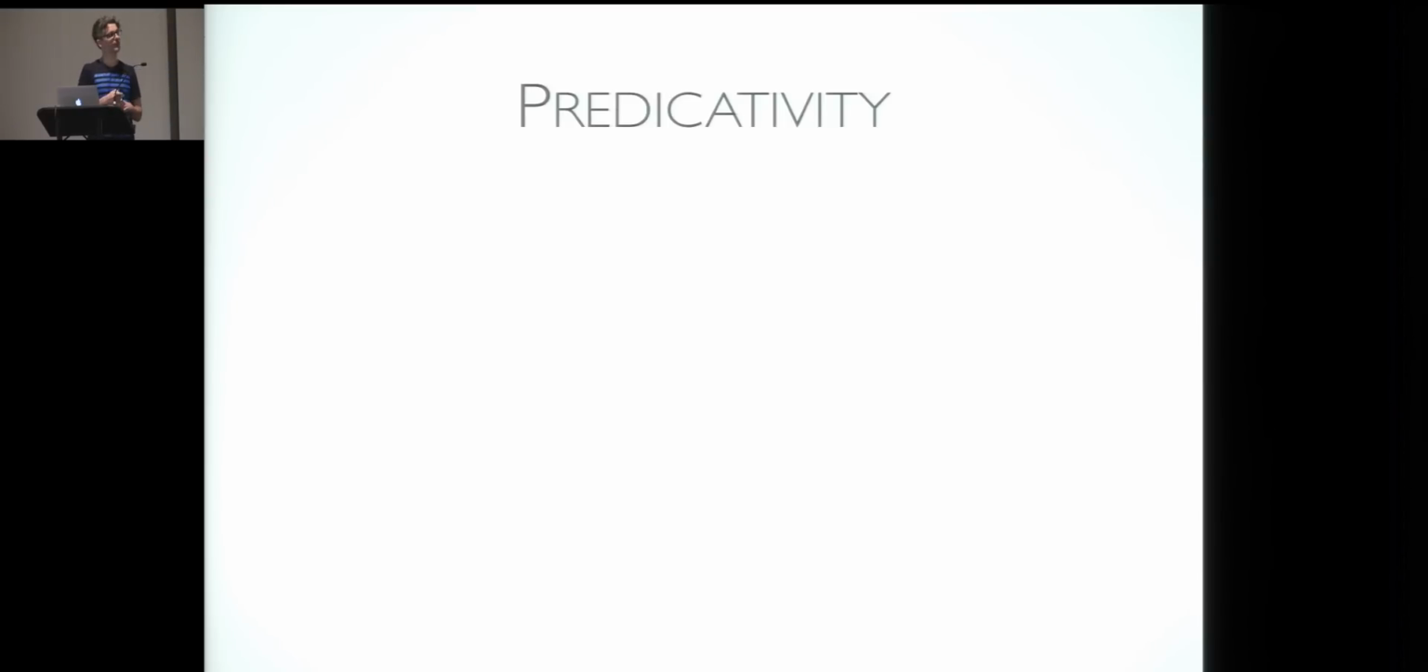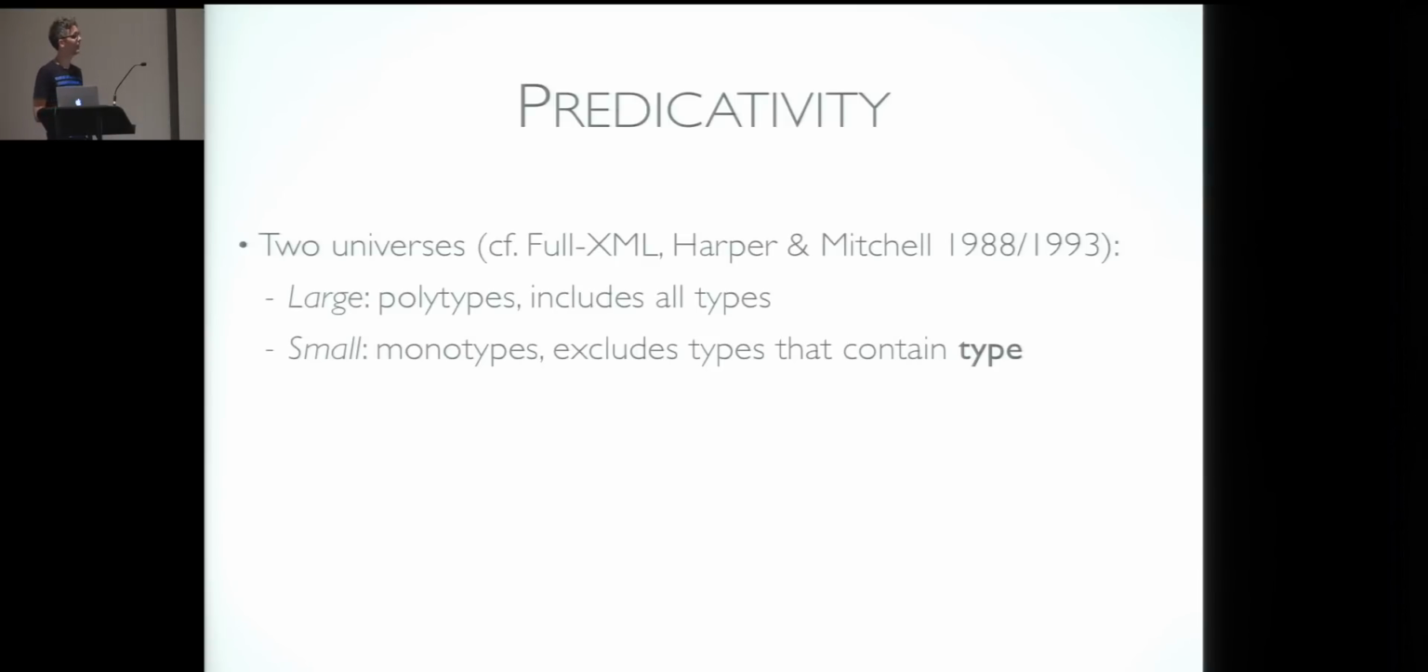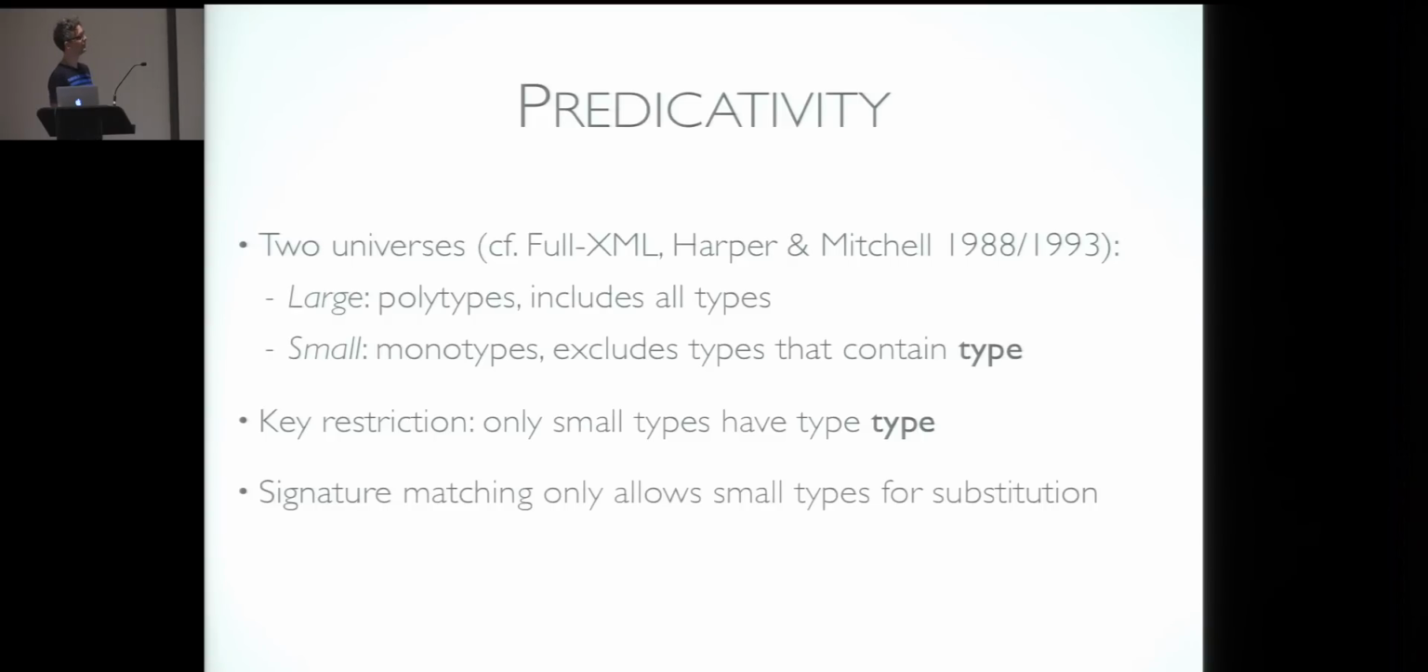The main idea here, or the main notion that we need here, is predicativity. And again, this is not really a new idea, not even in the context of modules. It already pops up in an old paper by Harper and Mitchell where they have this XML calculus for formalizing ML. And the idea is you separate the universe of types in two. So you have the large one, which contains all types, and then you distinguish small types, which are basically monomorphic types. Or in other words, types that don't contain the type themselves. And then you impose one key restriction, which is that only small types have the type. And this carries over then to signature matching in the sense that you can only match an abstract type with a small type. And it turns out that is all you need.